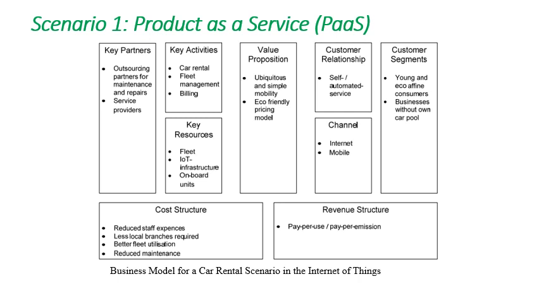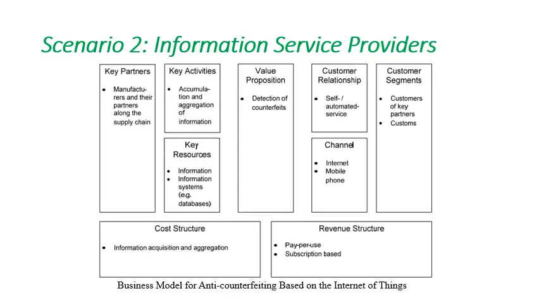The cost structure here: we don't need to employ staff, so there are reduced staff expenses, local branches require better fleet utilization and reduced maintenance. The revenue structure is pay per use or pay per emission. So this is how we are going to rent our cars to the unknown stranger, the so-called consumer. What the consumer is getting, what the value is, and what the cost is to the system, that is the company. The next scenario we are going to see is the information service provider. Here, what kind of information is going to be used by the companies?